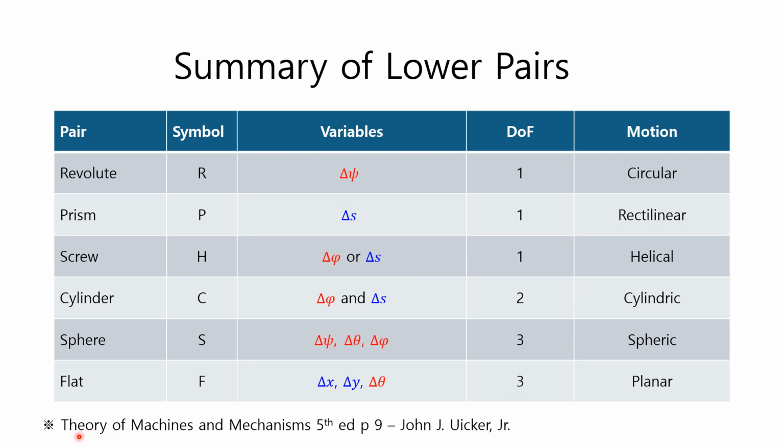You can find this table in the book A Theory of Machines and Mechanisms, 5th edition, written by John J. Uicker, Jr. The above was a 3-dimensional analysis, and from now on we will look at kinematics on a 2-dimensional plane.